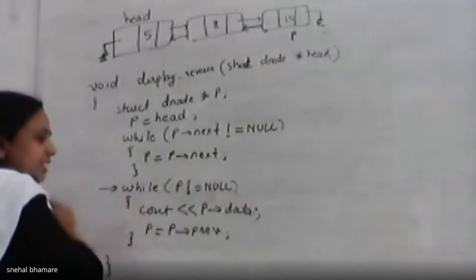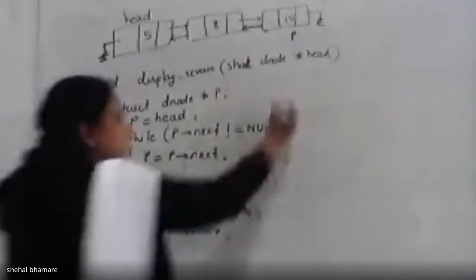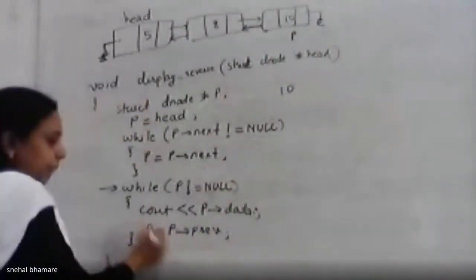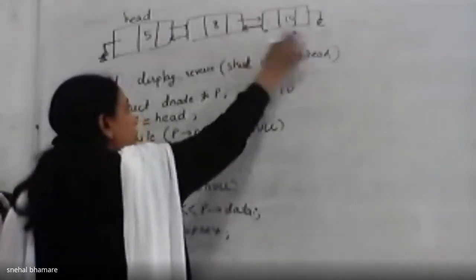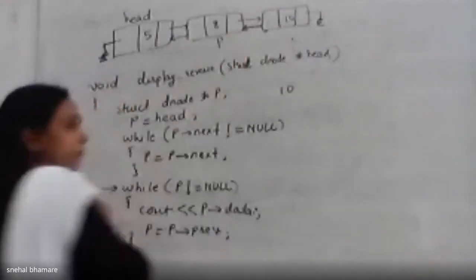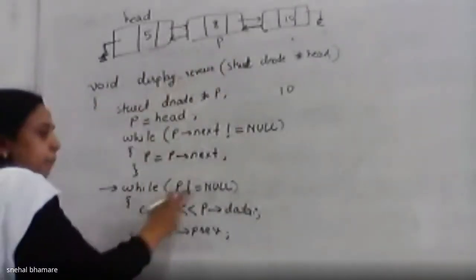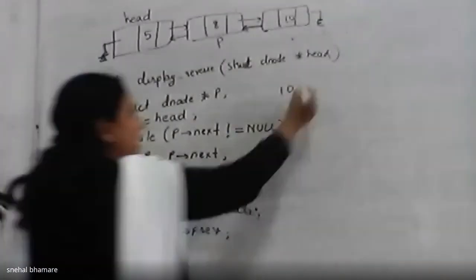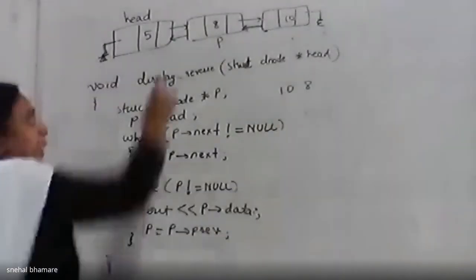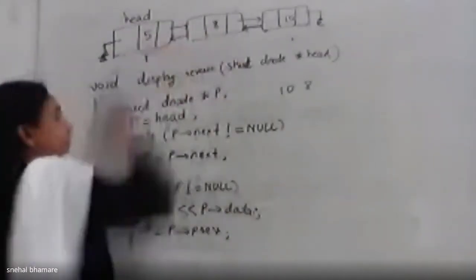Now, in the second while loop, check P is not equal to null. Yes, P is not equal to null. So display its data, that is 10 will be displayed. P is equal to P previous. Now using this previous link, P will come to this location. P equals to P previous because P previous is 8. Right? Again, check. P is not equal to null. Yes. Display data, that is 8. P equals to P previous. P previous of 8 is 5. So P will now come to 5.